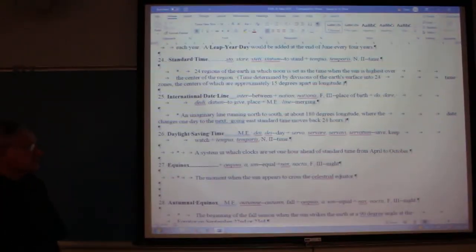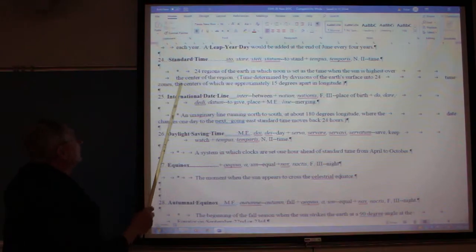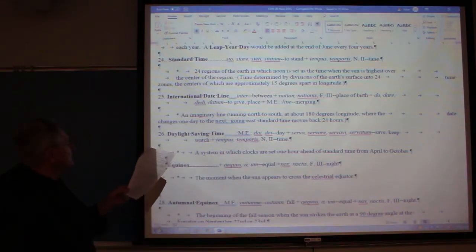Yes, I should have stopped with 23. That's where your break in the assignment goes. So now we're going to start over again with 24. If you have your sheets out, look at word 24, standard time.